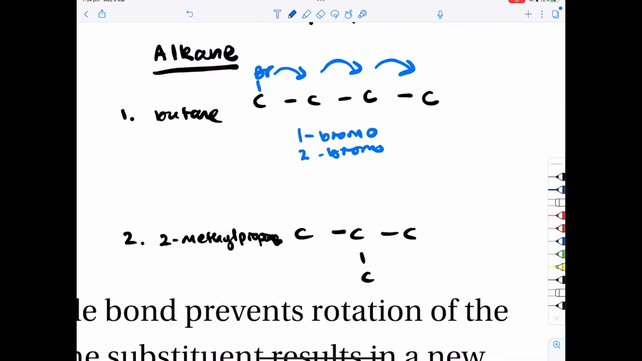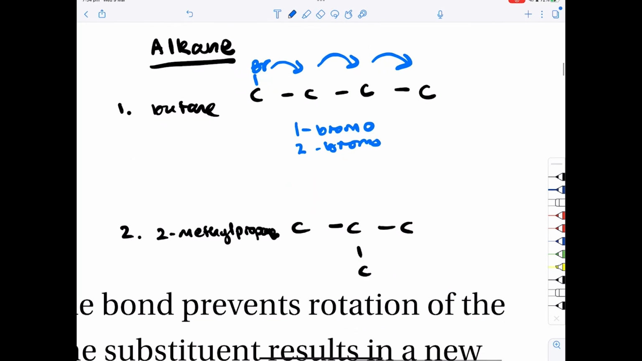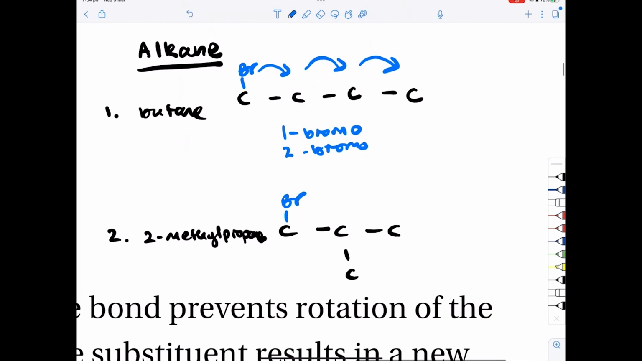Now Mithilesh, within the 2-methyl propane, how many different what if it was here? What would you call this? 1 bromo dash 2 methyl propane. Good. What if it was here? 2 bromo. Good, right? So make sure you guys are doing like renaming it.